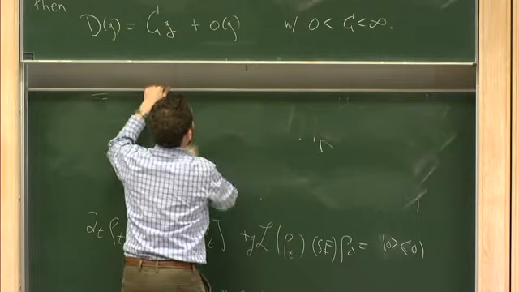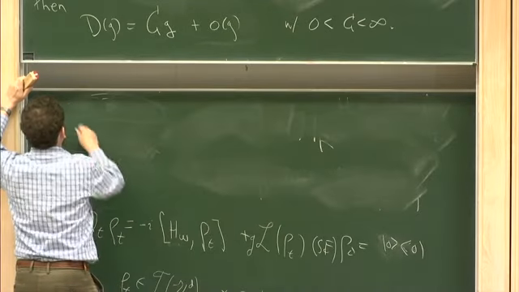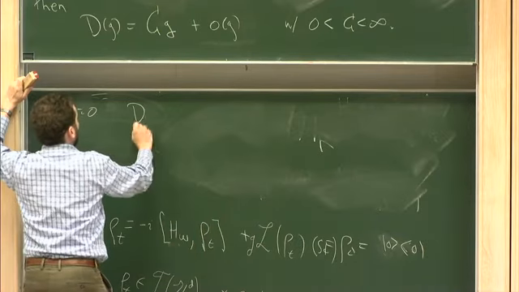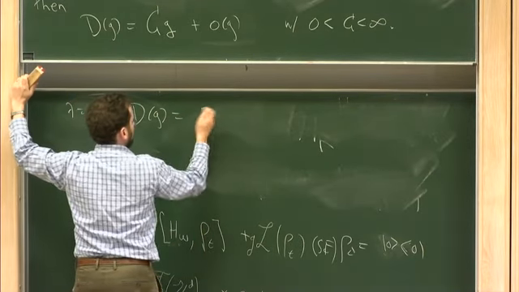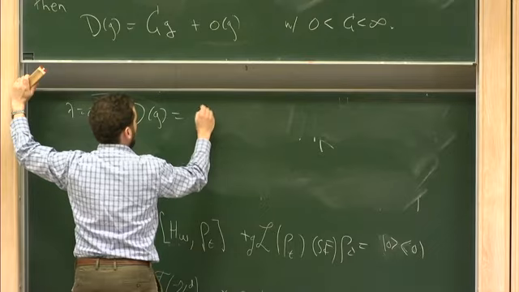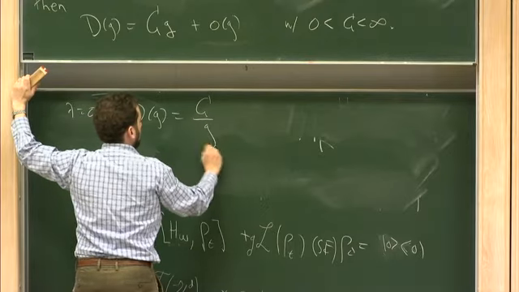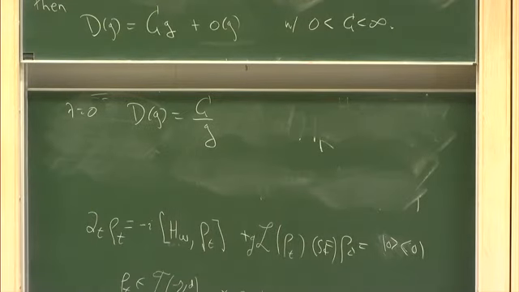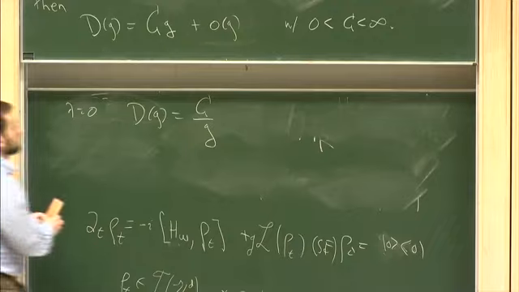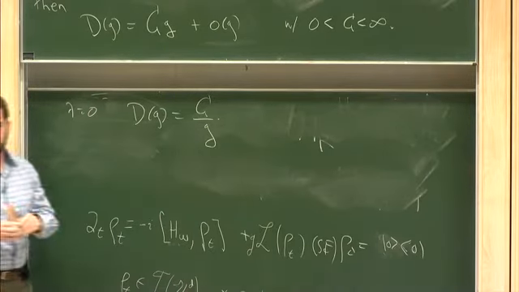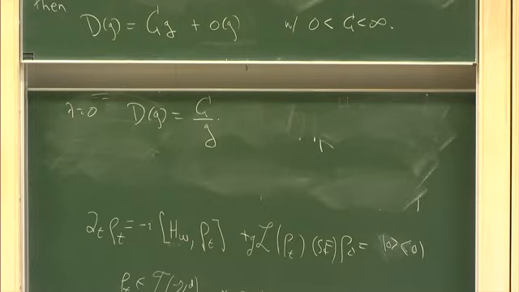If you have no potential, so if lambda is equal to 0, the diffusion constant is a constant over g. And actually, it's even much simpler for that. But not the same constant, of course.